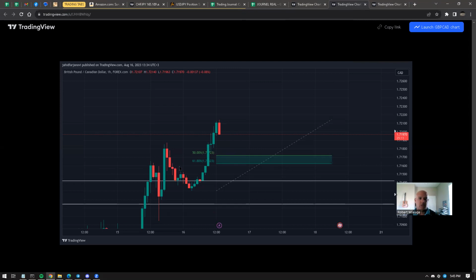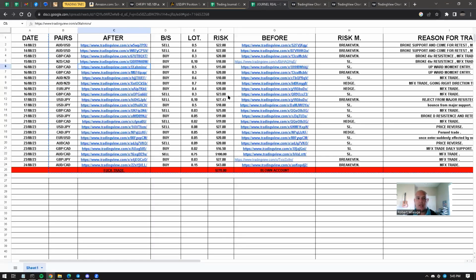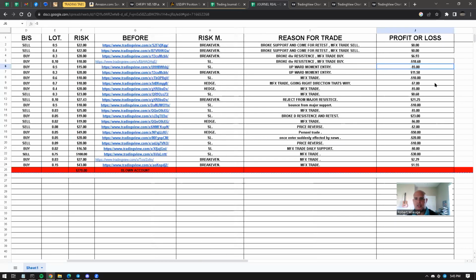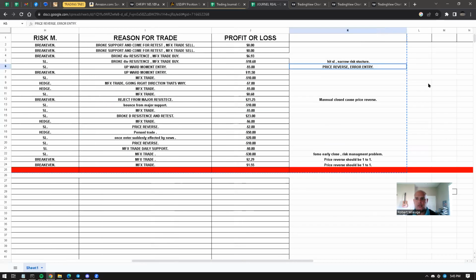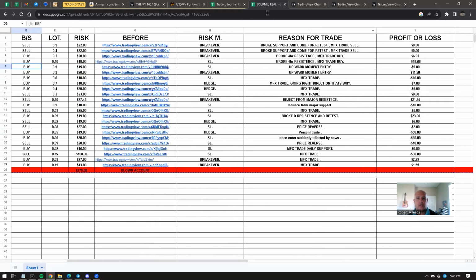You have a fib retracement here. Looks like 50, 61.8, those golden ratio zones. And then you have this here, which I'm not 100% sure what that's about. And then the end result is stop loss. Upward momentum entry. Do you have any notes on that one? Price reversed, error entry. Yeah, so I got nothing on that one.